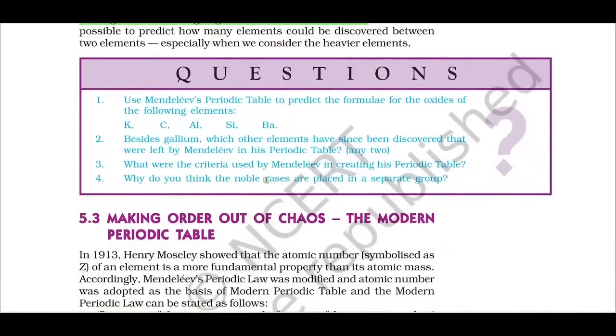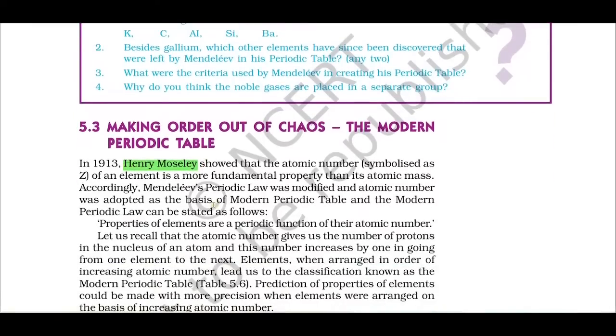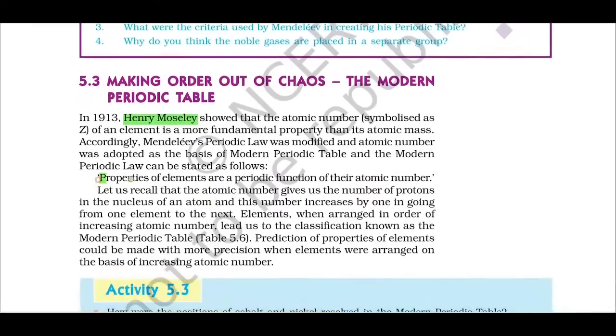To overcome all this, Henry Moseley constructed a periodic table called the modern periodic table. Moseley's periodic law, the modern periodic law, states that the properties of elements are periodic functions of their atomic number.